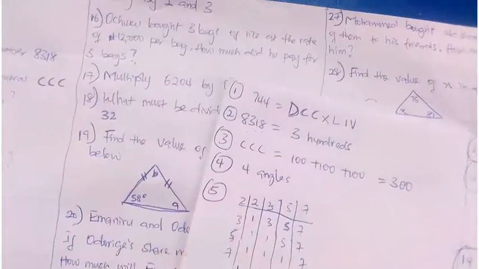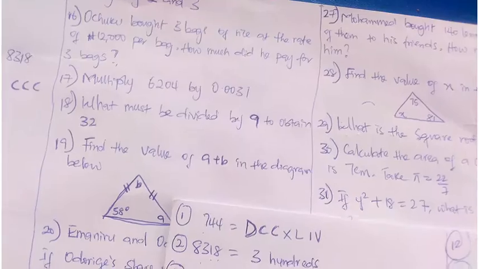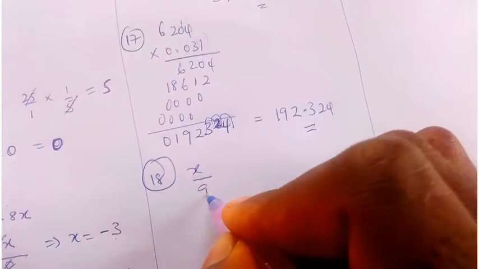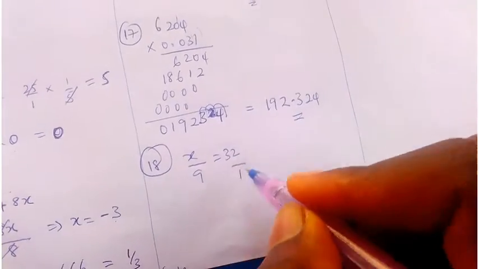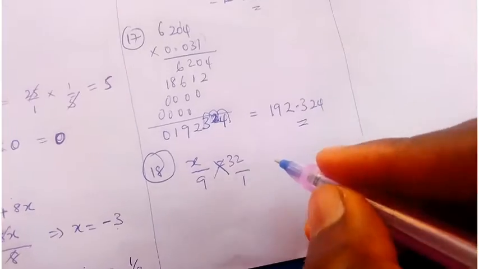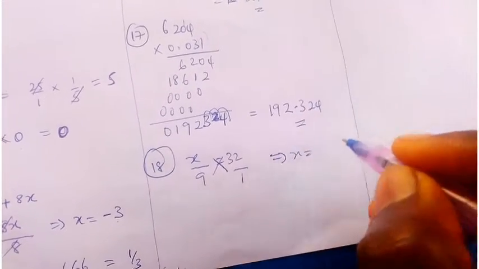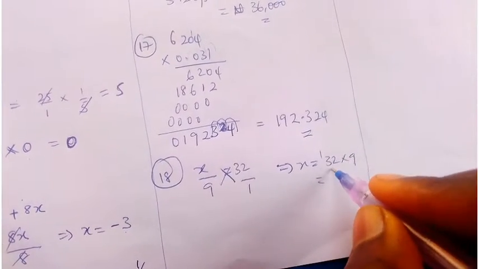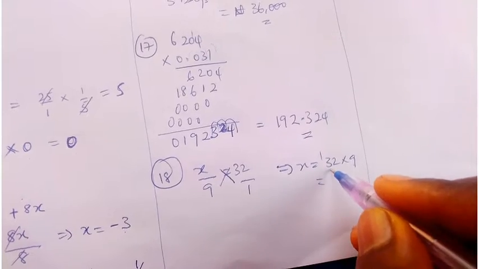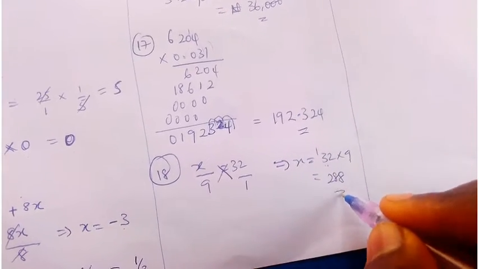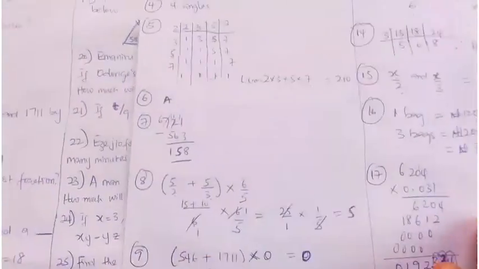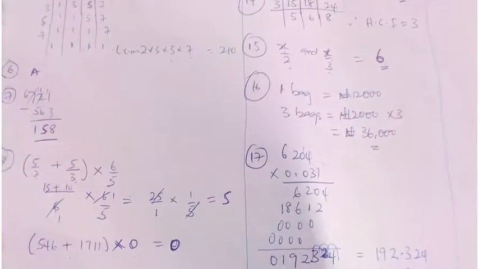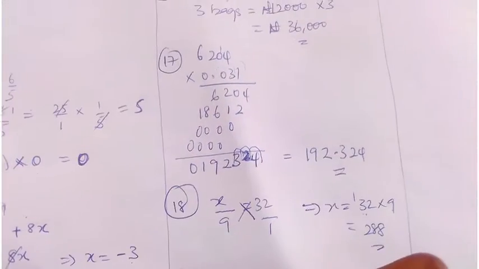Okay, number 18 question says, what must be divided by 9 to obtain 32? That is, a number divided by 9 equals 32. You know, this is like over 1. In that case, automatically, by implication, I'm going to cross multiply. It implies that my x equals 32 times 9. 9 times 2 is 18. 8 carry 1. 9 times 3 is 27 plus 1 is 28. So the number that must be divided by 9 to obtain 32 is 288 for my solution.